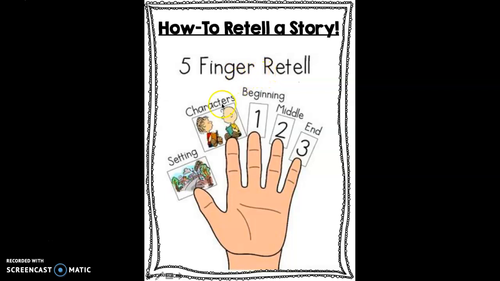So when you retell a story, when you first start, you want to tell what the setting and the characters were. So you're going to tell where the story was taking place and who is involved in the story. Then you move on to the beginning. That's usually at the same point you would be telling the characters and the setting and kind of give them a little overview of what they're doing.